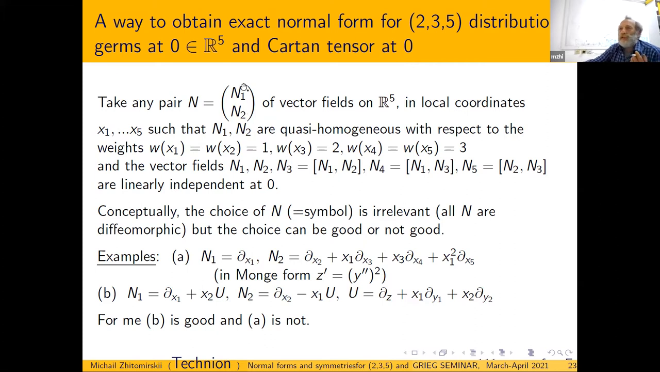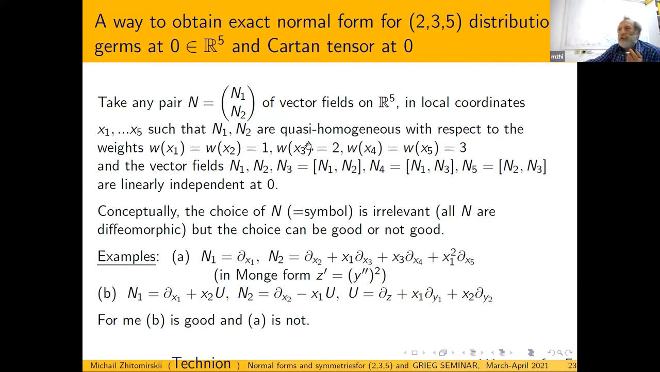It is a graded input and the output. But we need to choose it as vector fields. So what we need to take is two vector fields, L1 and L2, on R5, in local coordinates, such that L1 and L2 are homogeneous with respect to these natural weights, which I explained last time, are quasi-homogeneous. They are two-step bracket generators. These five vector fields are linearly independent.